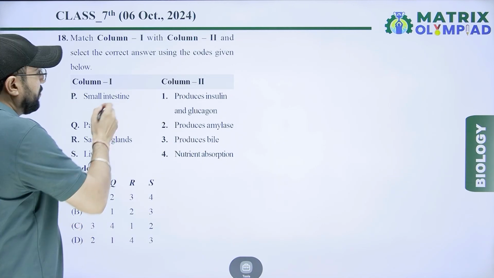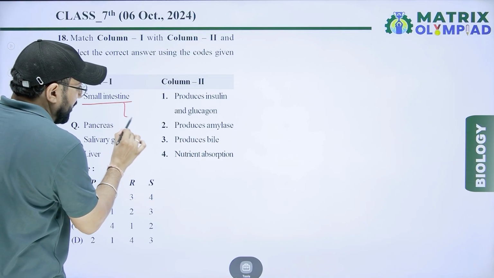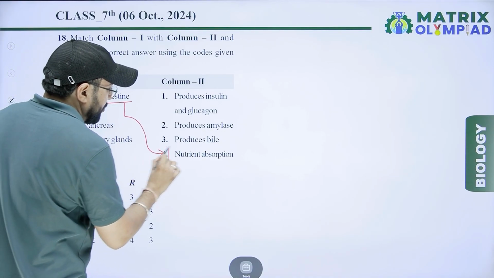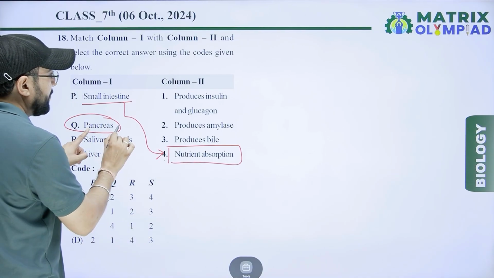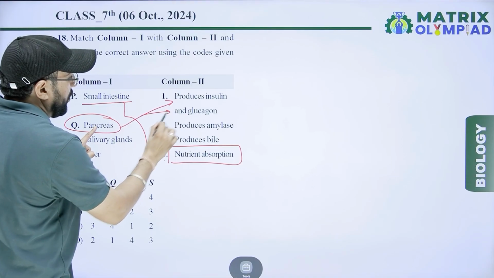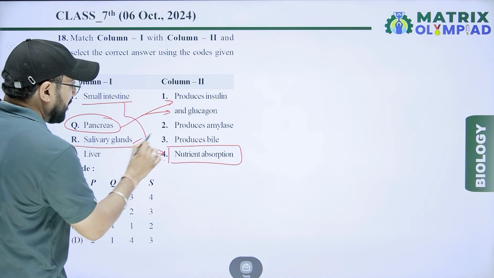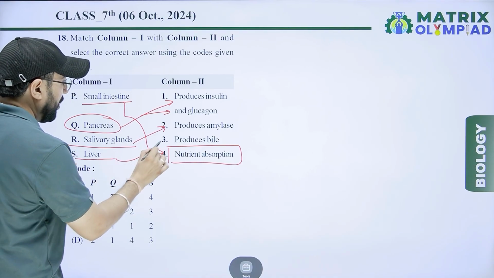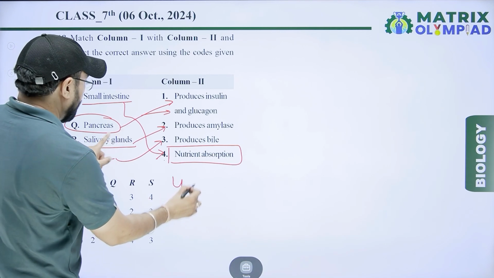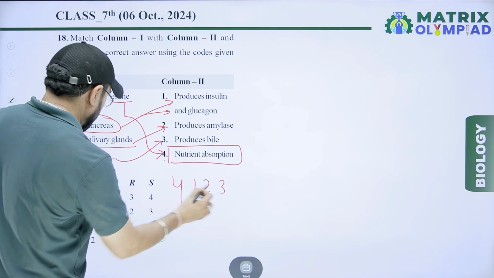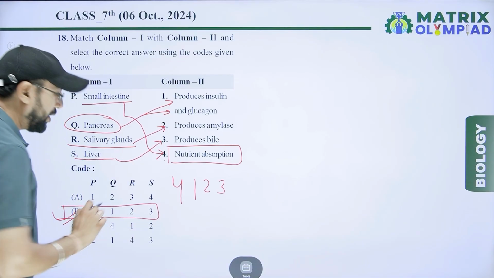Next question is, match column first with column second. Column first, small intestine connects with nutrient absorption, so P matches with 4. And pancreas produces insulin and glucagon, so Q matches with 1. And salivary gland releases amylase and liver makes bile juice. So the correct matching is 4 1 2 3. Option B is the right answer for this question.